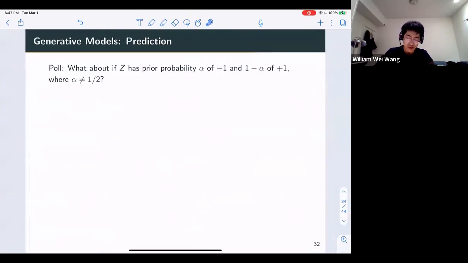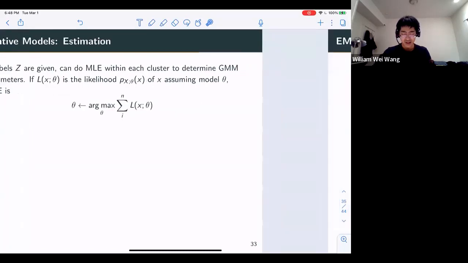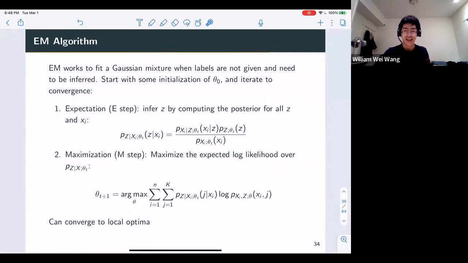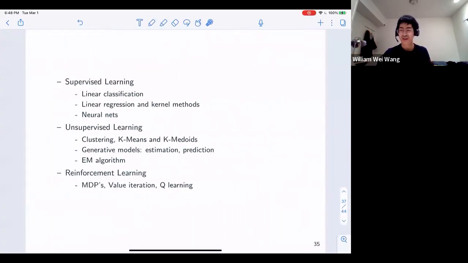And I have a poll here, but I'm not really going to do it. You can think about it yourself. It says, if instead of being 1/2, 1/2, it was like 1/4, 3/4, what would the decision boundary look like? You can think about that on your own. These slides here just talk about estimation and the EM algorithm, which you should review, but I don't have time for today because I only have about 12, 15 minutes.